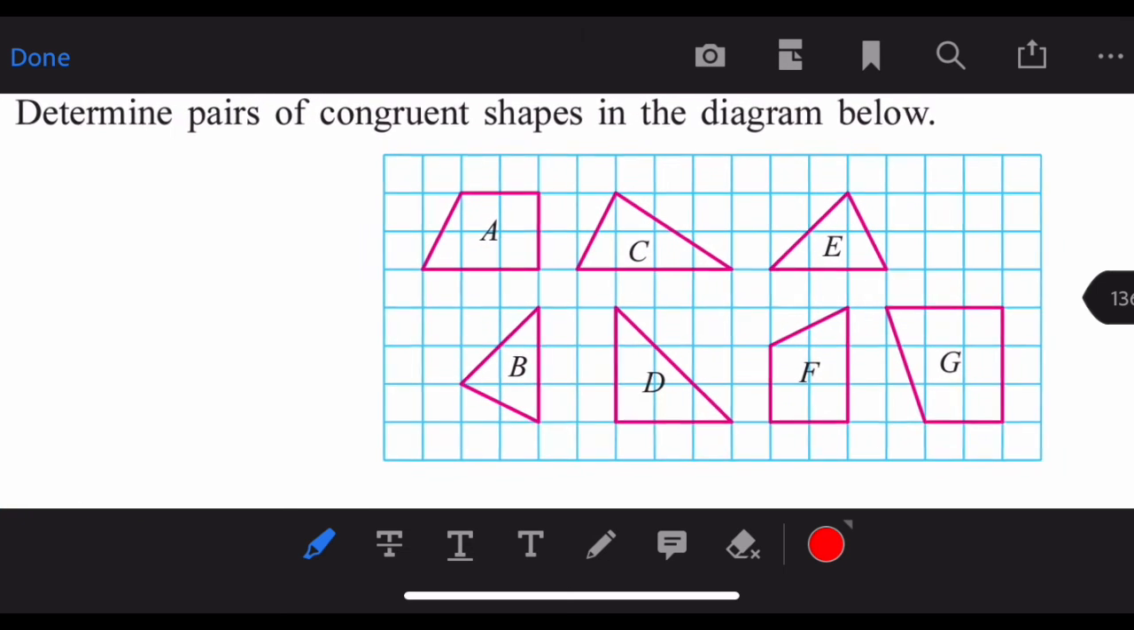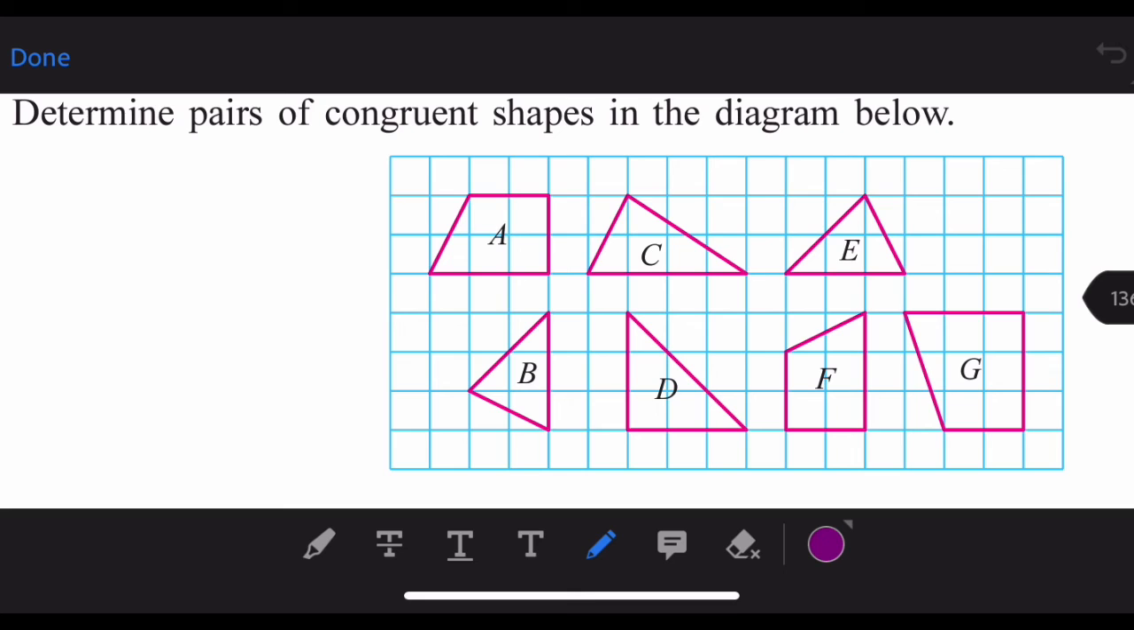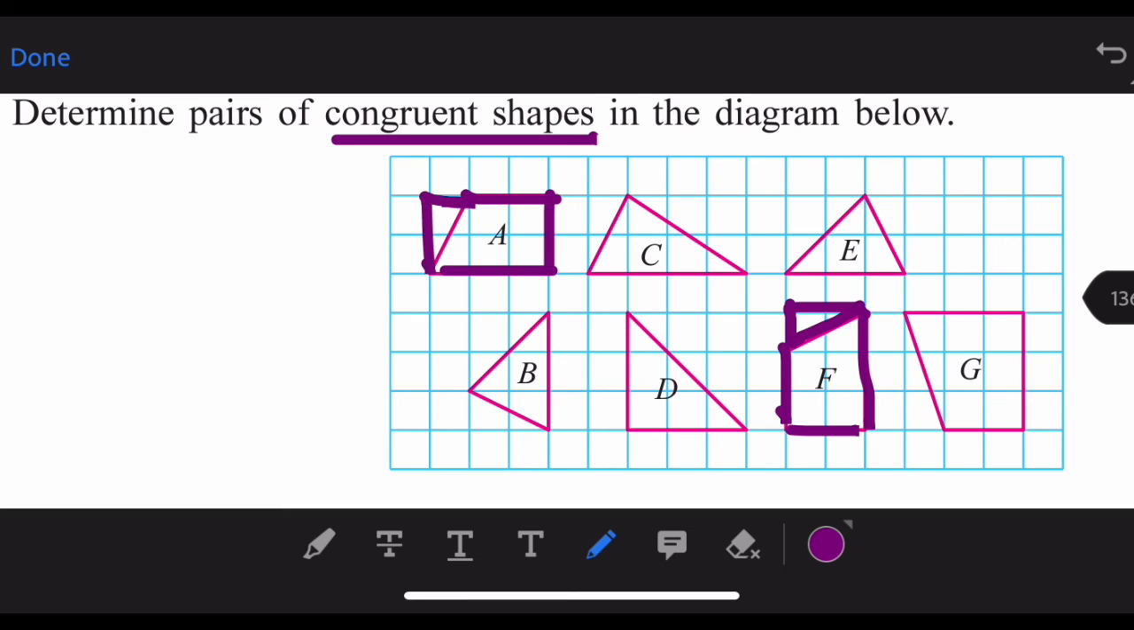For question number 2, you have to identify the pairs of congruent shapes. Let's see A. Obviously A I will pair with F. I will highlight this one is 3, and I will check here 2, and here 2, right? Here the line is slanting. I can check here is 1 and 2. Looks like A and F. AF is one pair.